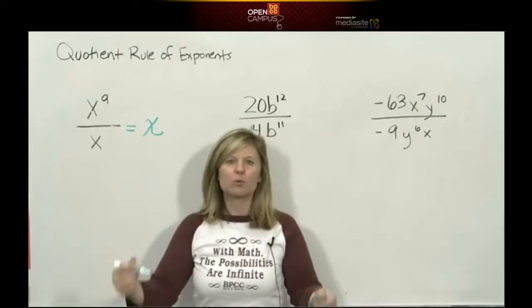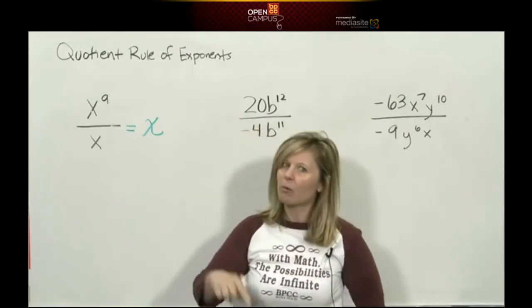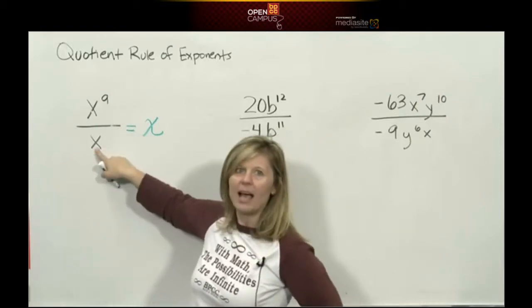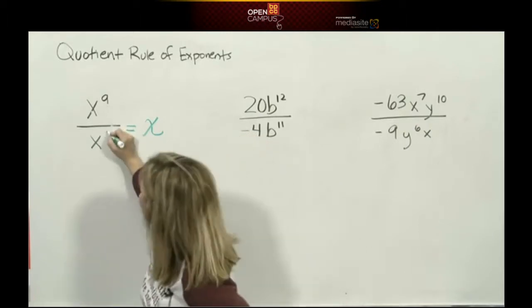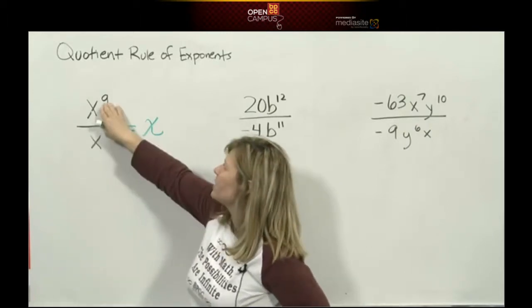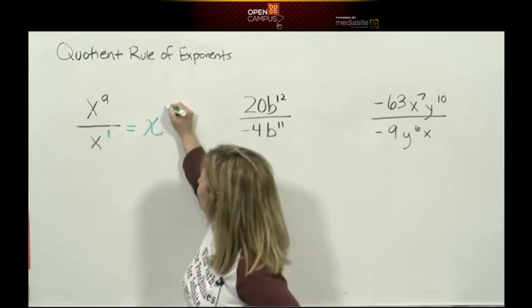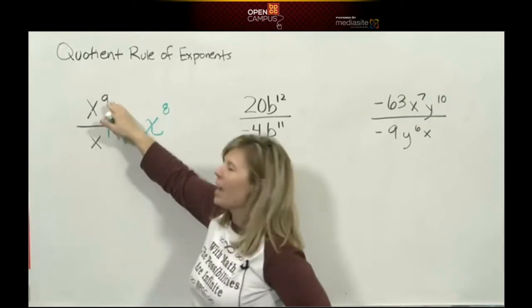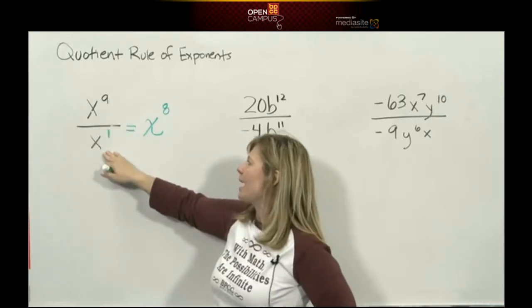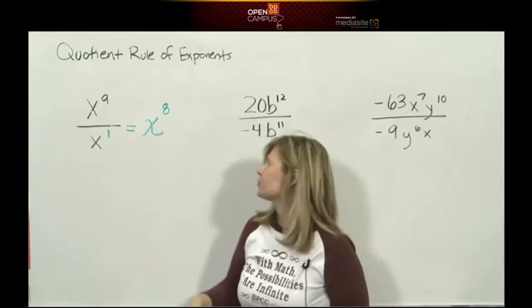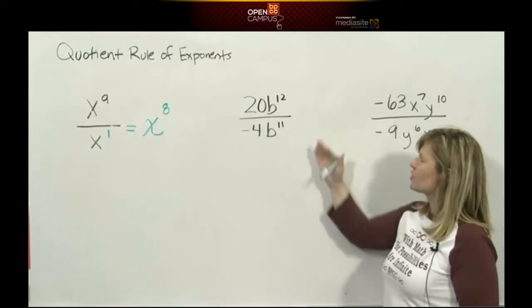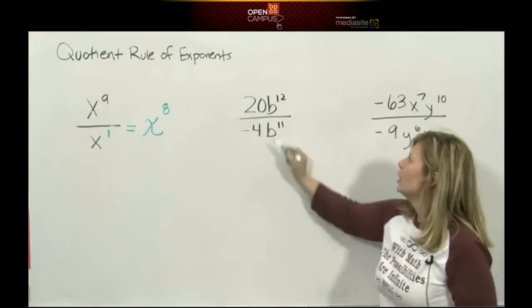What we're going to do is subtract our exponents. Now we got to recall, every variable has an exponent. If it's not written, what is it understood to be? That's right, it's a 1. So this is 9 minus 1, which is 8. So x to the ninth divided by x to the first would be x to the 8th. Simple as that.